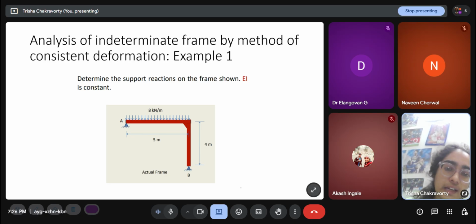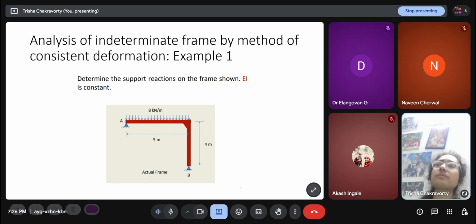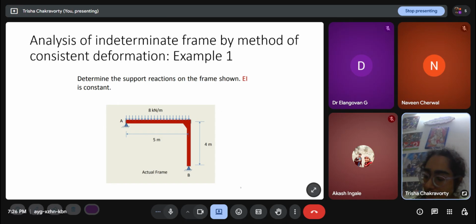Now we'll look at an example of how to apply analysis of indeterminate frame by method of consistent deformation. Determine the support reactions on the frame. EI is constant. As we have seen before, to solve indeterminate structures, we need some additional material properties. E is the Young's modulus, which is a material property. I is the moment of inertia, and A is the cross sectional area.